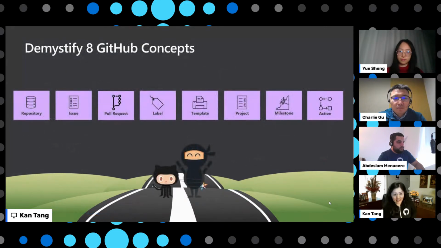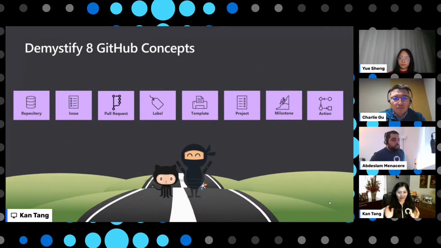So let's demystify the GitHub concept. If you're from ADO or elsewhere, you might say, okay, I don't see epic, feature, user story. It's a little different. That's okay. We're going to deep dive into each one of them, and then we will bring everything together.